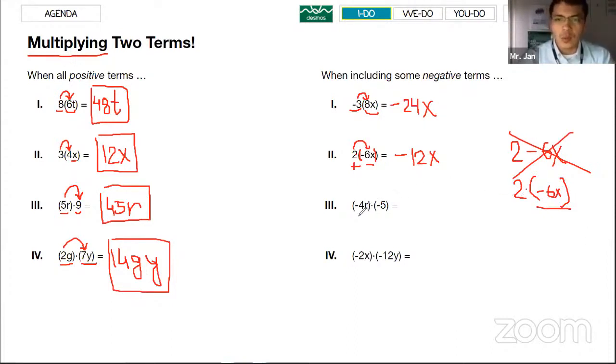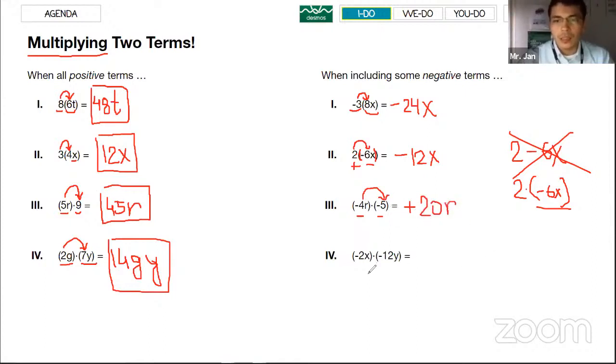Okay, so the next one is negative times negative, which becomes positive. So now I don't have to worry about the signs. So 4 times 5, which is 20. And the last one is R, so you need to put the variable next to it.